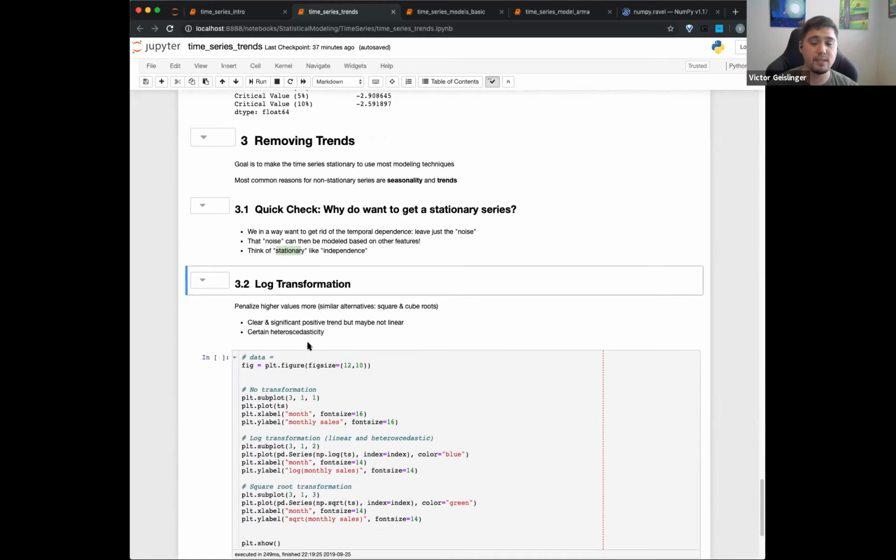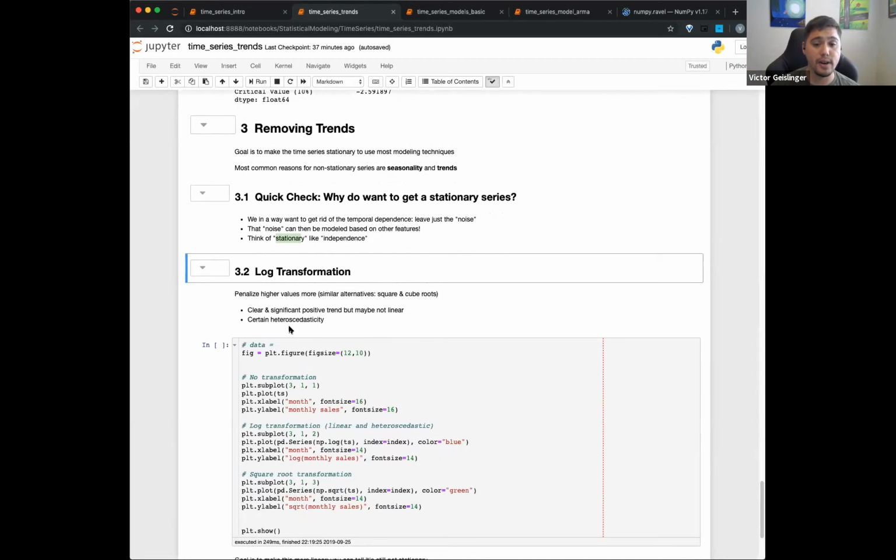You can use a log transformation to basically punish really large values. First of all, if there's not a linear trend, we can make it linear, since log is the opposite of exponential. And also we can address heteroscedasticity. So if you have a lot of variance, you can squish down those larger values to get less variance over time. So this helps us remove that trend.